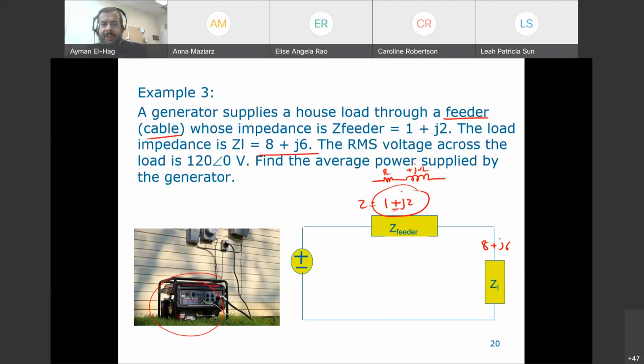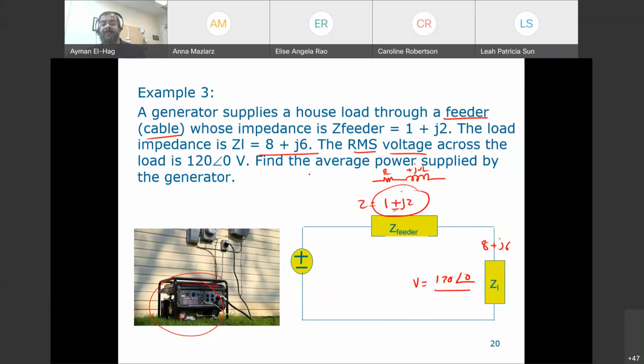Very straightforward, very simple. Now, we are given here the RMS voltage. Once we deal with an RMS voltage or current in any part of the circuit, then everything in the rest of the circuit will be an RMS value. So the voltage here is 120 angle of 0. And here I'd like to say something very important. If I don't give you the angle, always assume it's 0. That is the reference. So 120 angle of 0. This is the V RMS, and this is the angle.